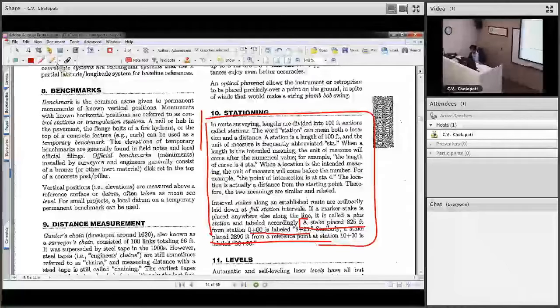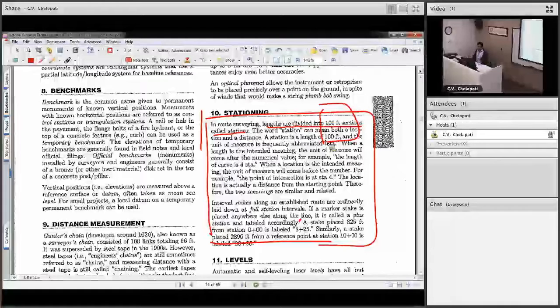Okay, let me just erase this part. A stake placed 825 feet from station 0 plus 00 is labeled 8 plus 25, which means that lengths are divided into 100 feet sections called stations. So this is a very good way to remember 100 feet. Just keep this 100 feet in your mind. When we have stationing, you can convert that into the corresponding length, or you can convert length into the corresponding stationing. That's very essential.